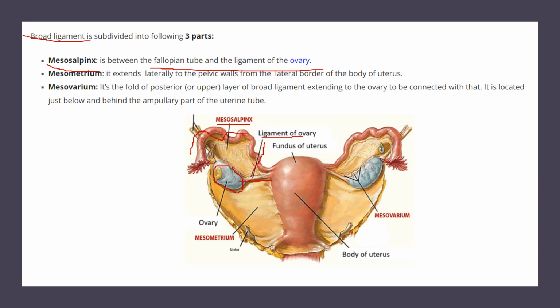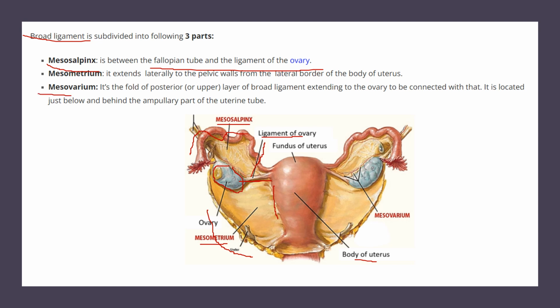The mesometrium extends laterally to the pelvic walls from the lateral border of the body of the uterus. See this one, mesometrium. It extends from the lateral wall of the pelvic cavity to the body of the uterus. This is the lateral wall, and this is the body of the uterus.